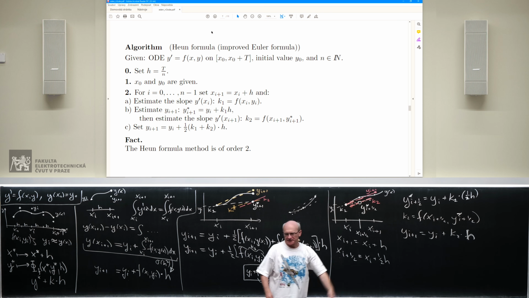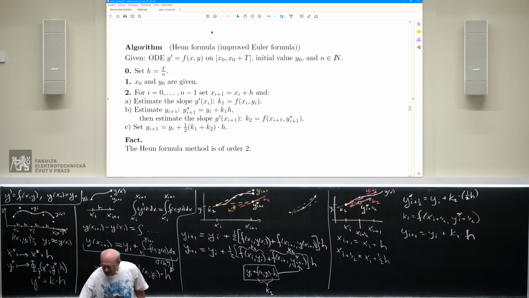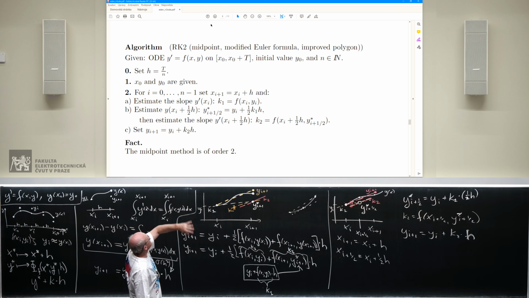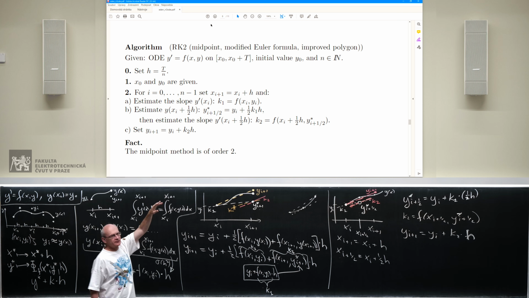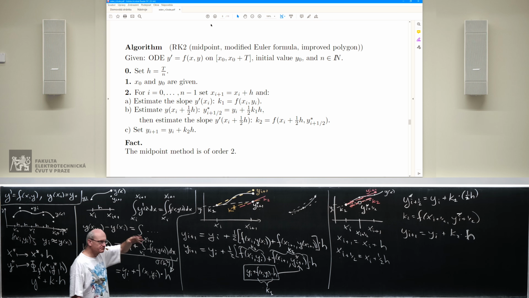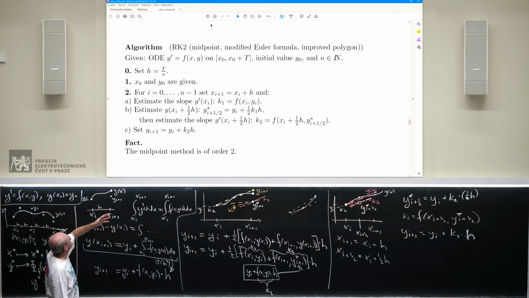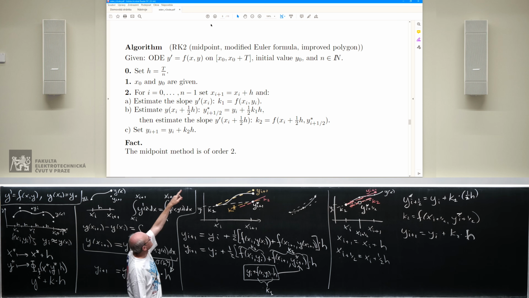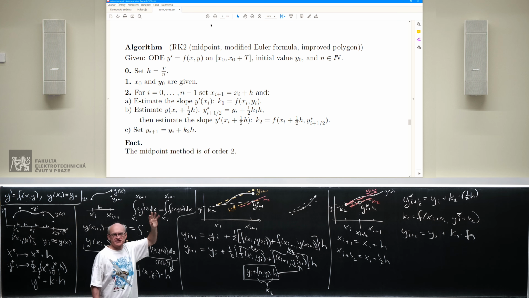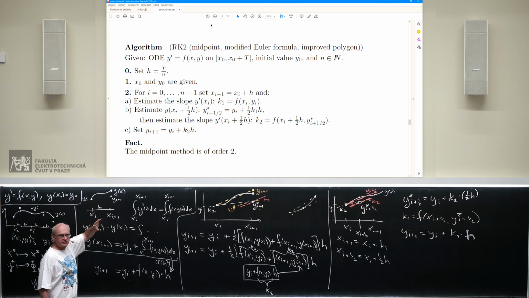Okay, another slide coming up. Many names. Midpoint, which is actually a good name because it describes the idea. So when you describe the idea in the name, people generally narrow it down fairly easily. Modified Euler formula, improved polygon, many names. RK2, that's a good name also. I think that's, let's say, the most widespread name for this method. And why RK2, we will see soon.